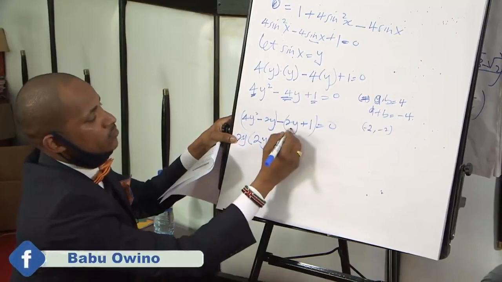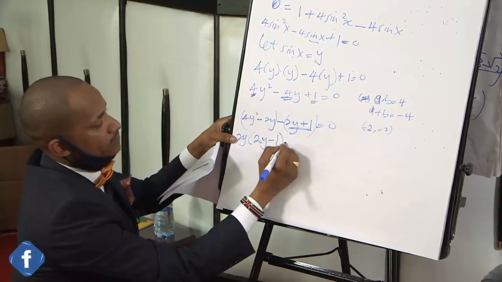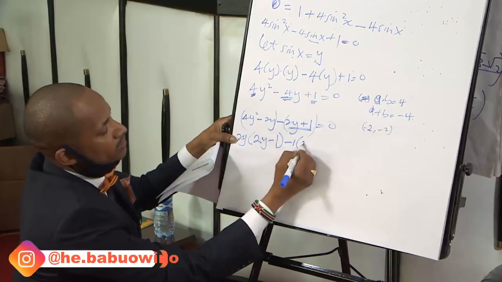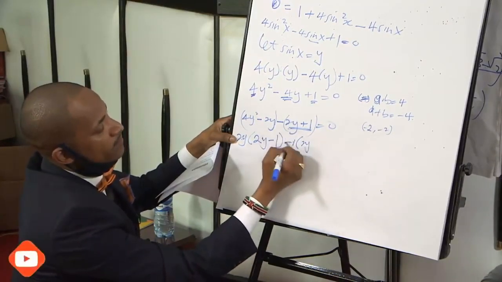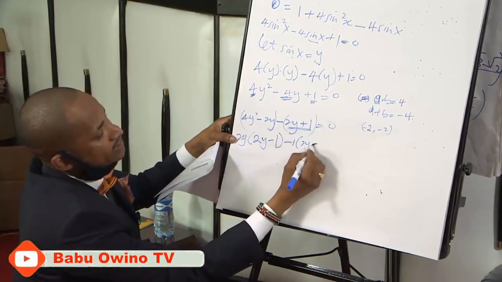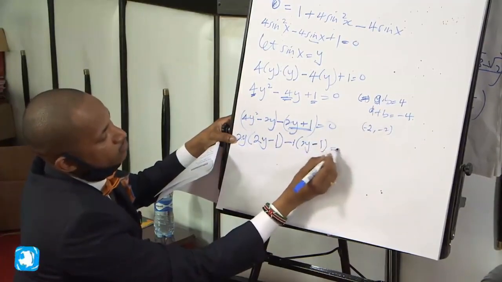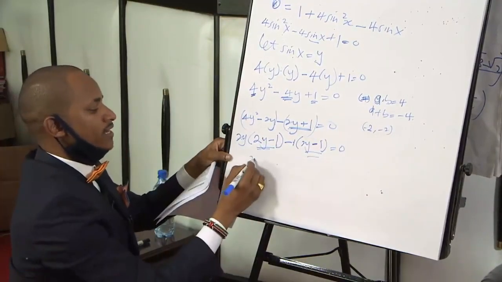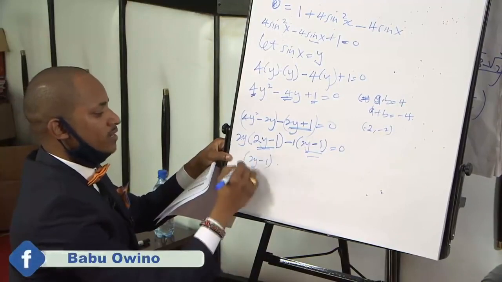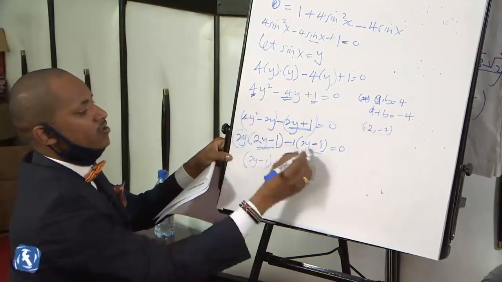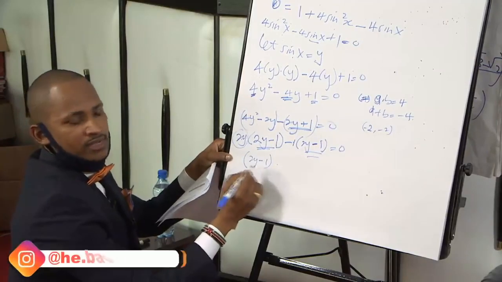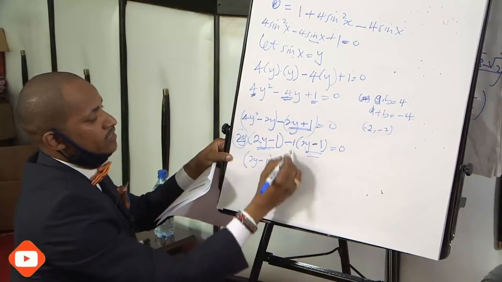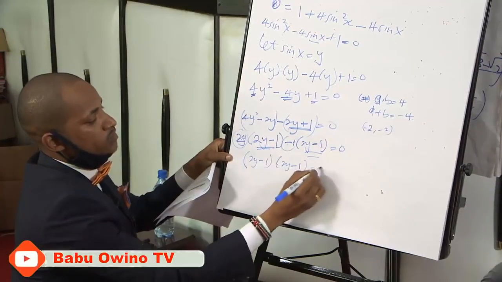Close the bracket. What is common here is minus 1, so we put minus 1. Minus 1 goes into minus 2y, 2y times. Then minus 1 goes into plus 1, minus 1. So we have this and this being common, so we collect them together: 2y minus 1. When they are common, you only pick one, 2y minus 1. Then again, you take 2y here, and with this minus 1, you equate to 0.